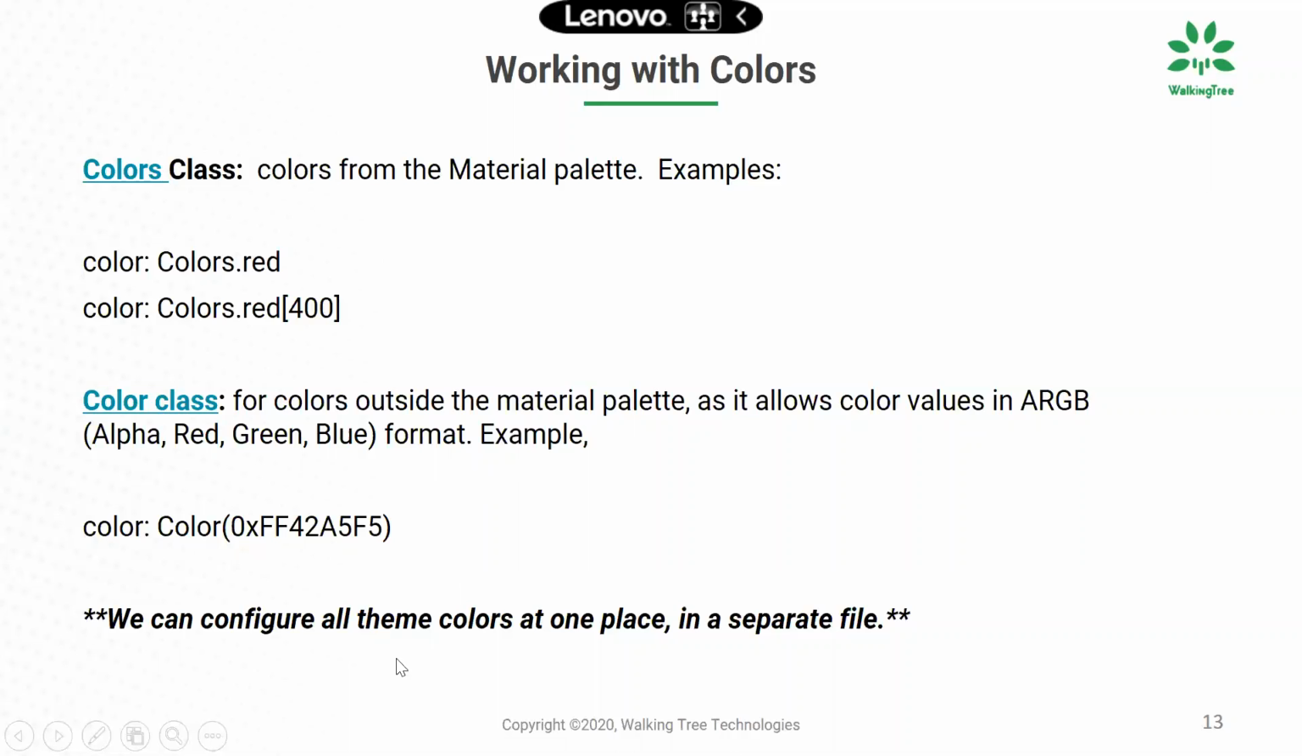And we can configure all the theme colors at one place in a separate file also, so that we don't have to write like this throughout the application. We don't use the color codes like this. We can declare them as constants, and those constants we can use. We'll see that in a while when we go to the editor.